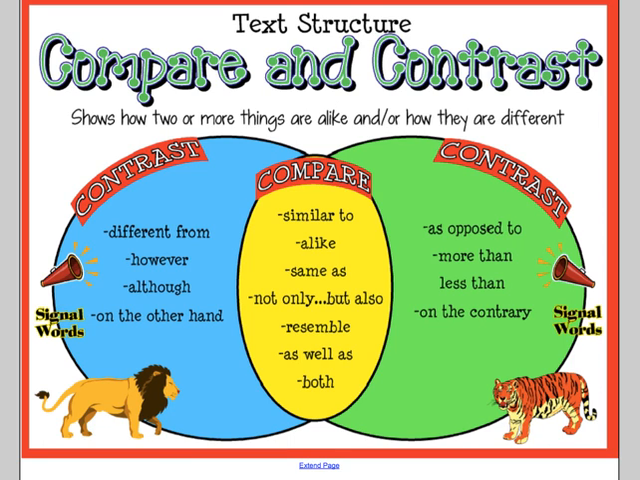Contrast words you might see on this blue side are different from, however, although, on the other hand. Some more contrast words on the green part of the circle are as opposed to, more than, less than, or on the contrary. And some comparing words are similar to, alike, same as, not only, but also, resemble, as well, and both. So anytime you're having two things and they're comparing and contrasting, telling you how they're alike or different, that text structure is called compare and contrast.